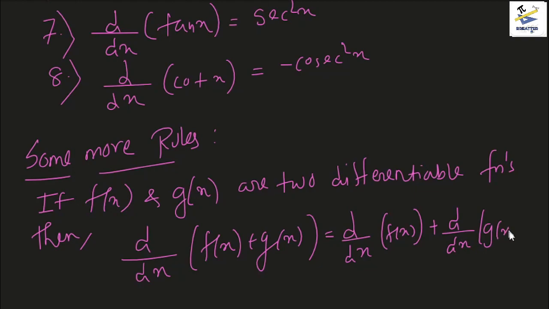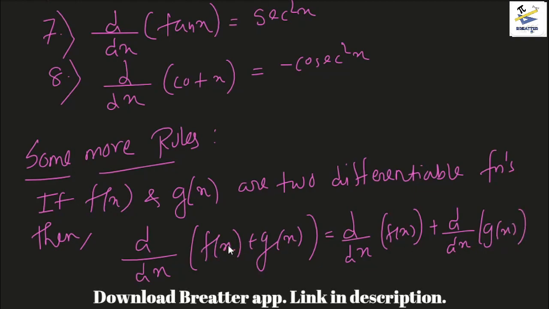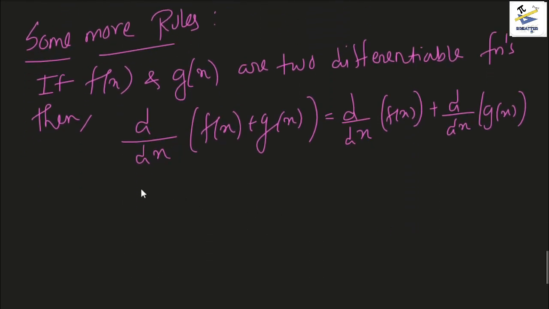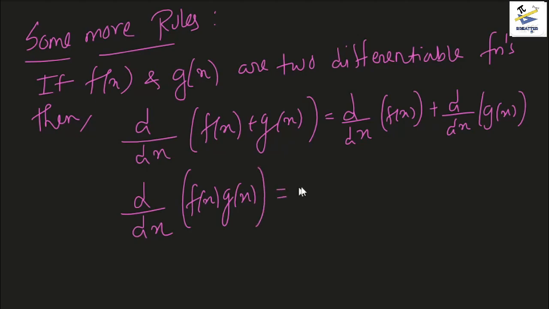So basically, if you are given to find out the derivative of the sum of two functions where both of the functions are differentiable, then the answer is basically the derivative of the first function added with the derivative of the second function. Similarly, if you are given something like this, where you have the multiplication of two functions, then what you can do is try this.